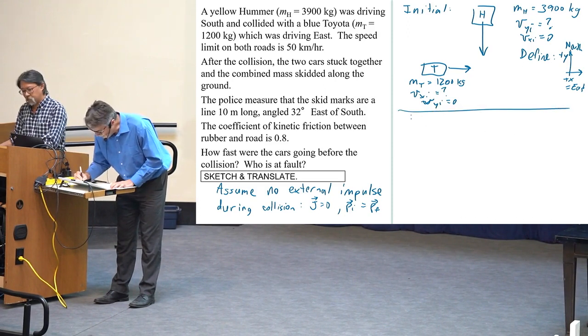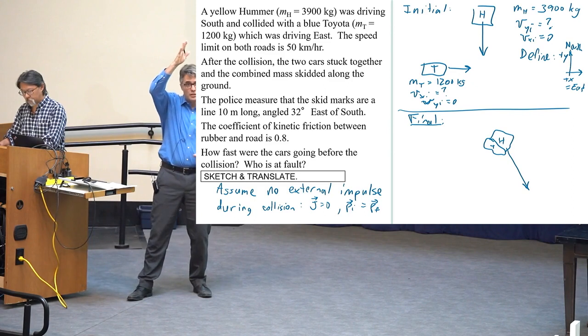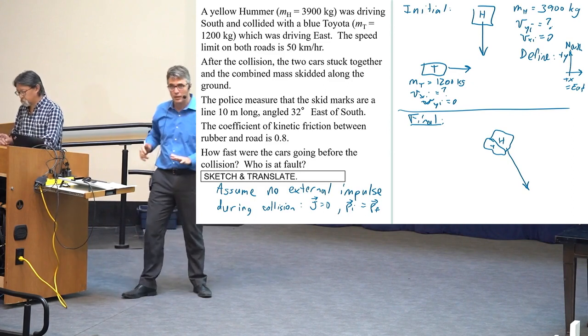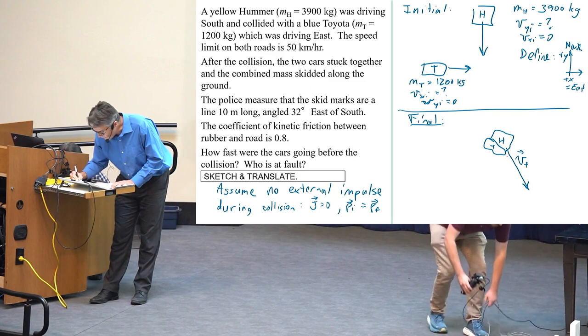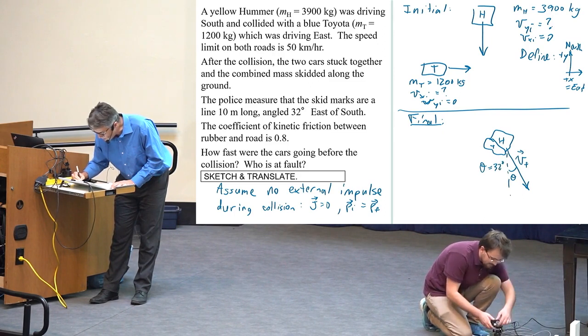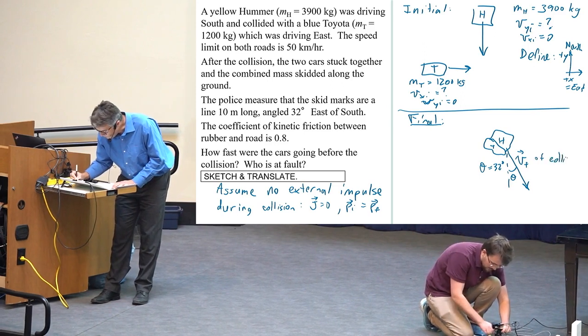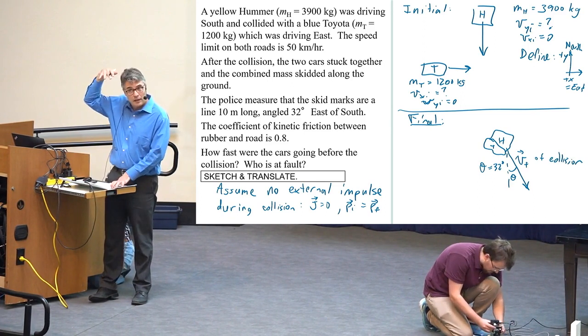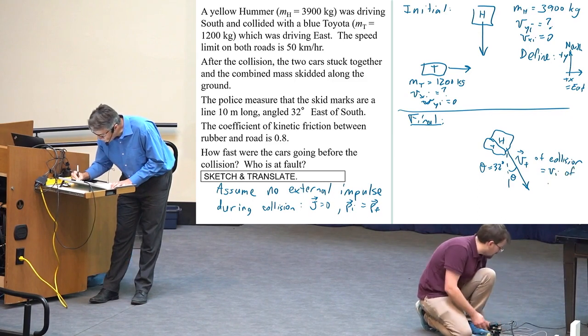And then the final situation, you have this kind of conglomerate of a Toyota crashed in with a Hummer, which is now moving at some velocity, which is going to be the same direction as that big, long skid line that's on the pavement. And so I'll put this V final. And I think there's an angle east of south, this theta. Theta is equal to 32 degrees. There's south, there's east, so it's that sort of direction. This is the V final of the collision. And it's also going to be the V initial of that sliding friction part. So equals V initial of, I guess I'll call it the skidding.